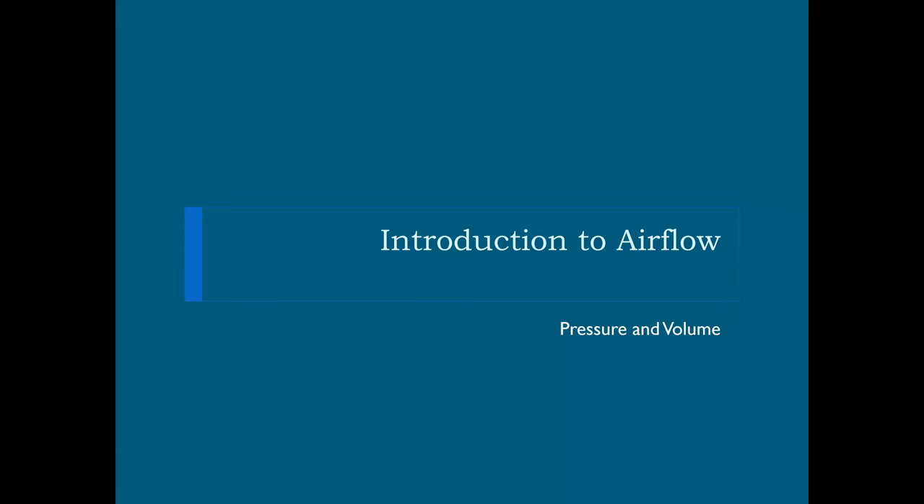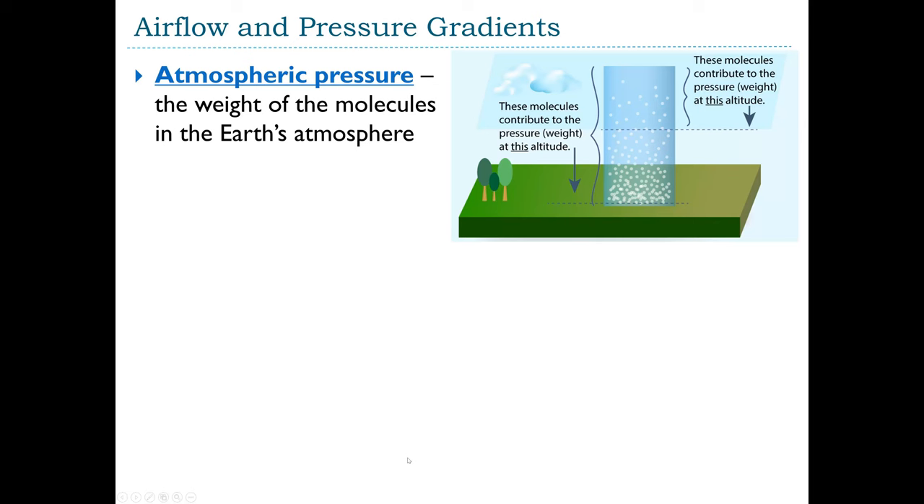So before we can proceed, we need a brief introduction to airflow and a quick discussion about the relationship between pressure and volume. Atmospheric pressure is the weight of the molecules in the Earth's atmosphere. The closer you are to sea level, the higher the pressure of the molecules in the atmosphere, because you have more of them pushing downward. And you've probably heard that if you go up to high altitudes, you have low oxygen levels. Well, that's because at high altitudes you have a lower atmospheric pressure, so the air molecules are farther apart, and that's why there is low oxygen at high altitudes.